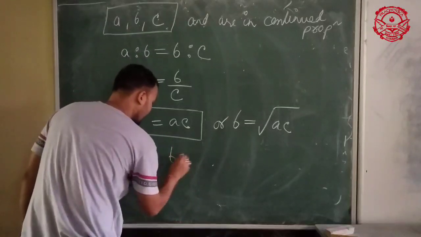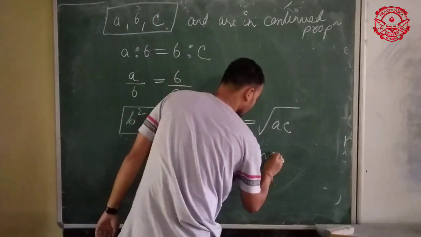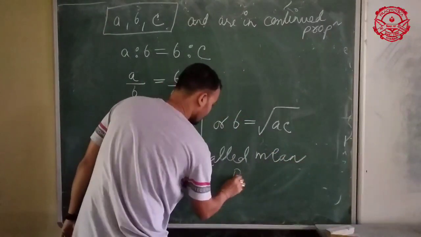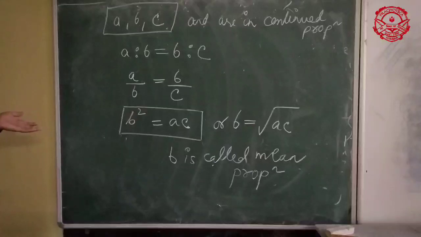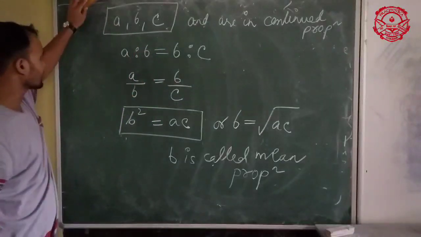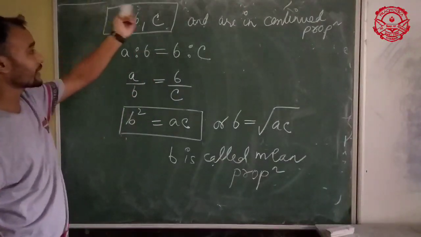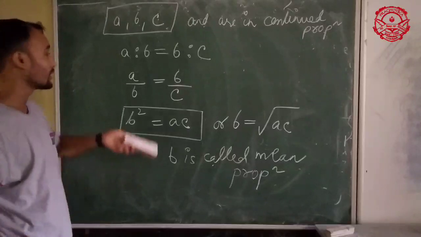Here B is called mean proportion. You'll be doing lots of questions in which you are asked to find the mean proportion of a particular given question. Now see, there is a small formula relating to proportion. I hope you understand this, how we can write a continued proportion, how we can find a mean proportion. While doing questions, you will be more clear.